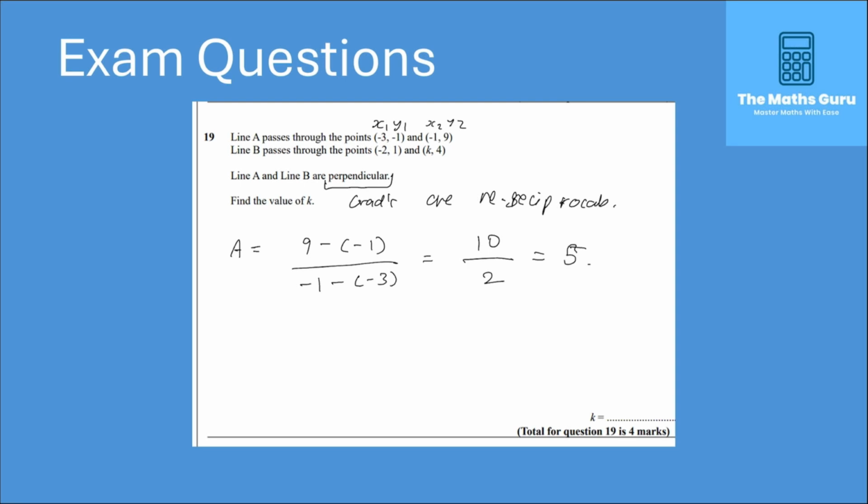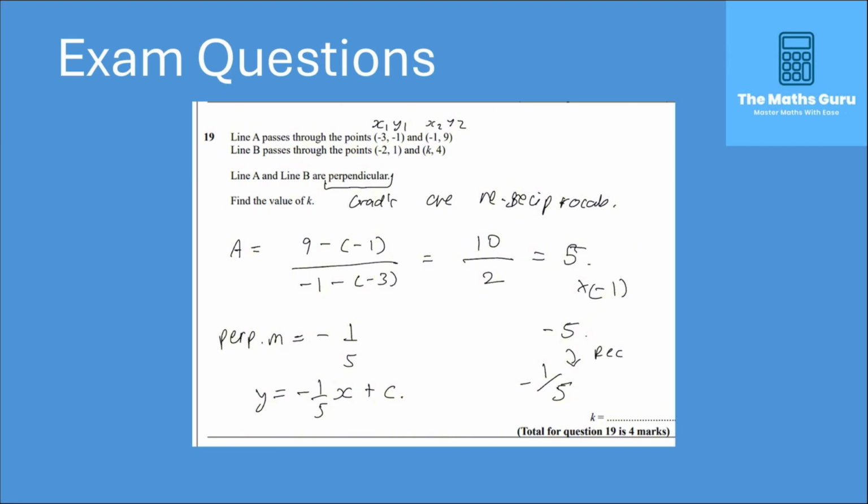Now, line A and line B are perpendicular, remember, so we're going to have to find the negative reciprocal of our 5. So first, timesing by negative 1 to make it negative, we're going to get negative 5. Then the reciprocal is going to be negative 1 over 5. Okay, so our perpendicular gradient is going to be equal to negative a fifth.